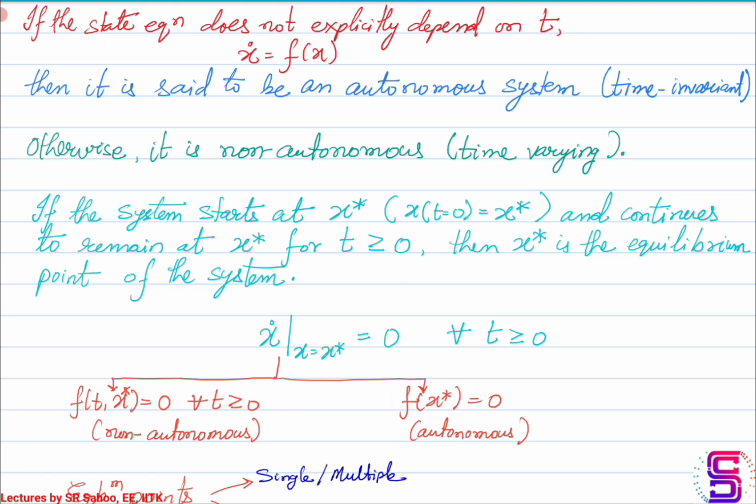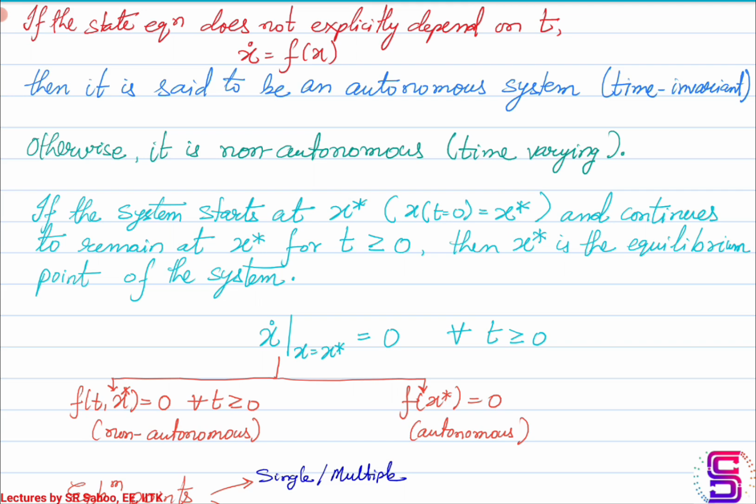Now, whether time varying or time invariant, for certain systems there may be some initial conditions where, if the system starts there, it will stay there for all forthcoming time instants. Suppose x of t equal to 0 is some x star, and the system continues to stay at x star, the initial condition where you started, as time progresses. What does that indicate? It indicates that x dot, the rate at which the state vector is changing, is 0, because the state vector is always equal to x star, it's not changing.